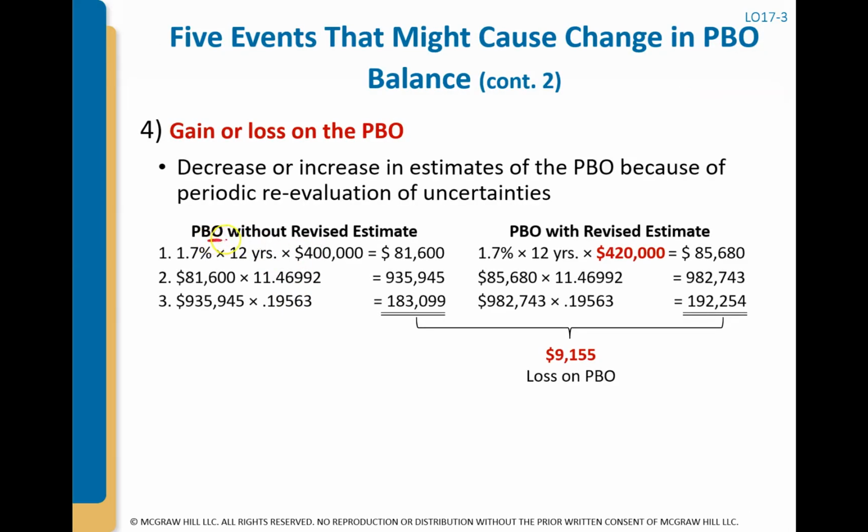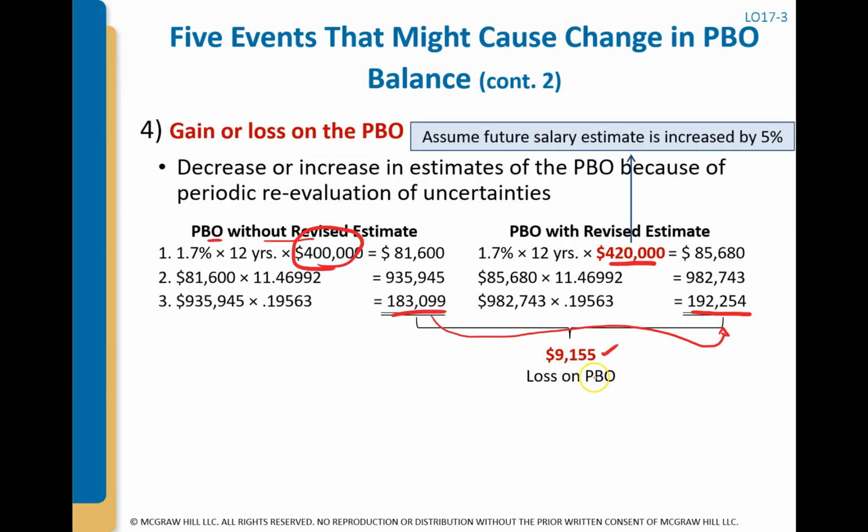When we have our projected benefit obligation without the revised estimate, which means we're using the $400,000 ending salary, our PBO is $183,000. When we change the ending estimate of their salary to be $420,000, our ending PBO is $192,000. So now, look, we went from $183,000 to $192,000. It has increased by $9,155.